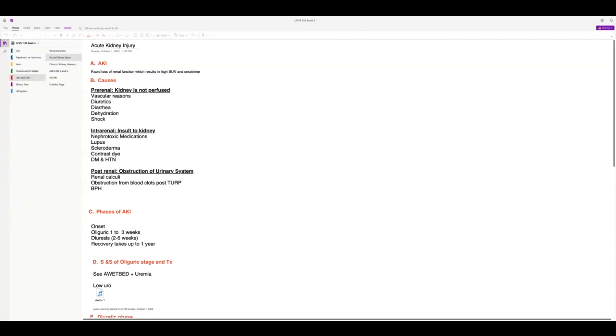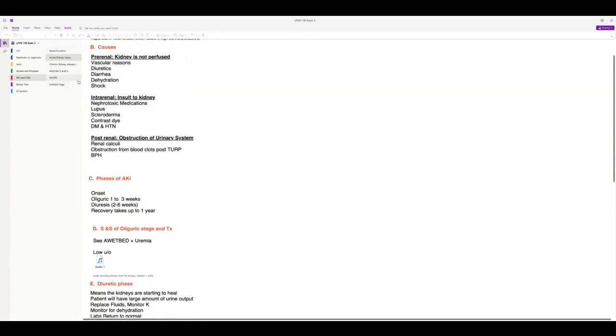So the phases of AKI are onset. So this is whatever it is that caused it, and then within 48 hours, they usually get an increase in their BUN and creatinine. Okay, so the oliguric phase, the term oliguria means they voided 400 mLs or less in 24 hours. So basically, they're not really putting out urine. Okay, and then after the oliguric phase, they're going to diurese. And diuresing means the kidneys are healing. Okay, so and then recovery can take up to 1 year.